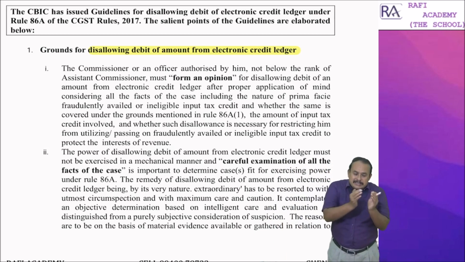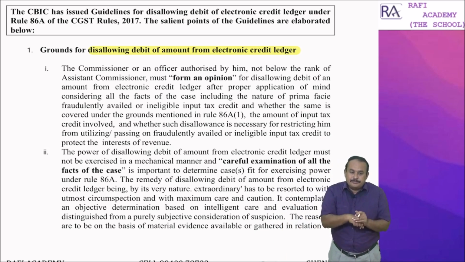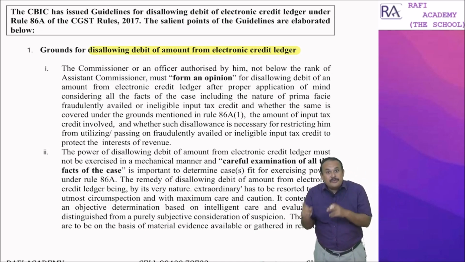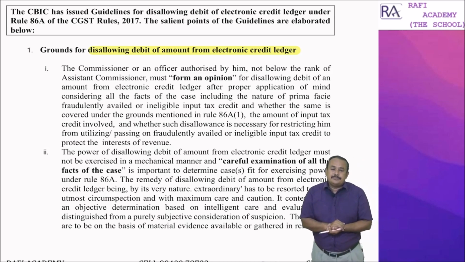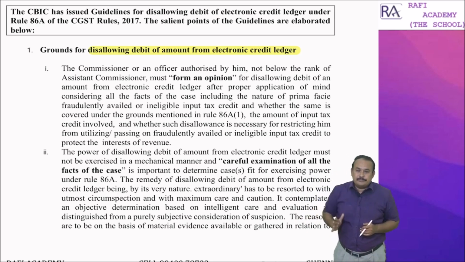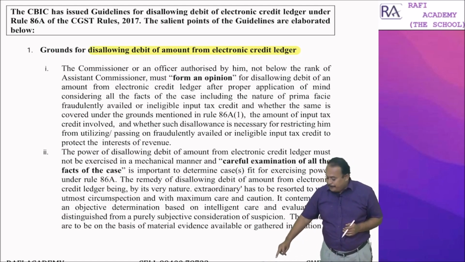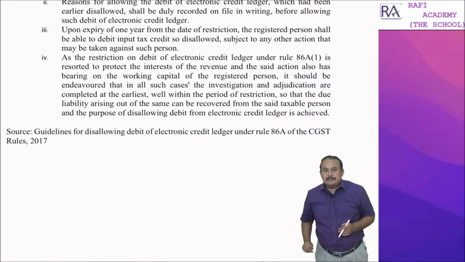Electronic credit ledger credit balance can be utilized by debiting the electronic credit ledger. That means utilization of input tax credit is disallowed by the concerned officer of central tax. Disallowing debit of electronic credit ledger means disallowing utilization of input tax credit from electronic credit ledger. This entire clarification of the CBIC, I am presenting in front of you in a simplified manner, is as follows.